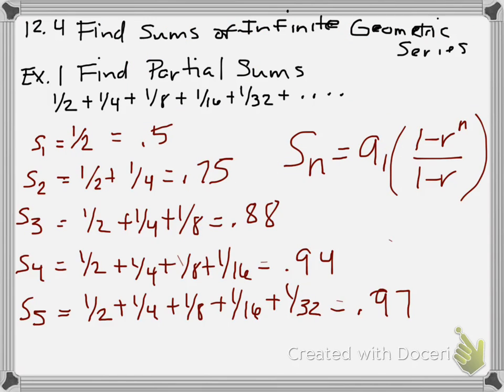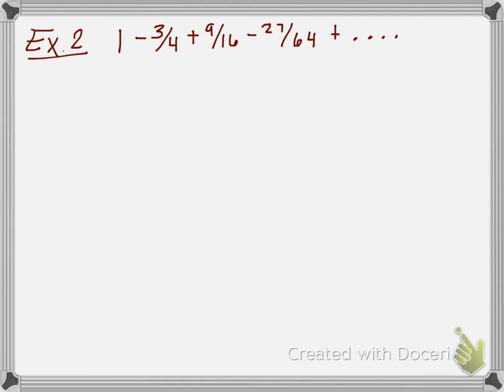You're going to have to graph this problem on your worksheet. Just so you understand how you're going to do it, 1 is 0.5, 2 is 0.75, 3 is 0.88, 4 is 0.94. So that's the way you would actually sketch the points. This is your x and this is your y. Okie dokie? Alrighty. So, here's an example. Example 2: 1 minus 3/4 plus 9/16 minus 27/64.